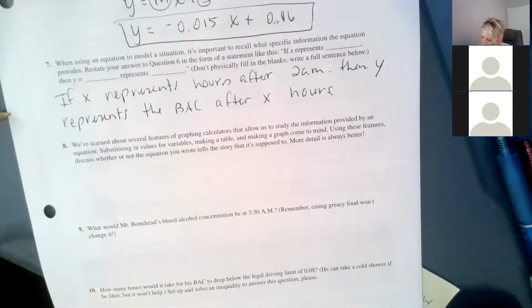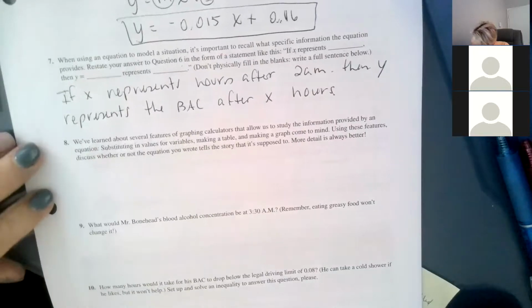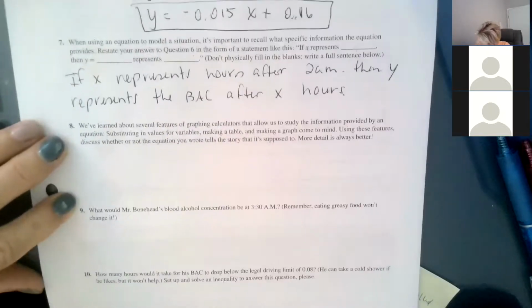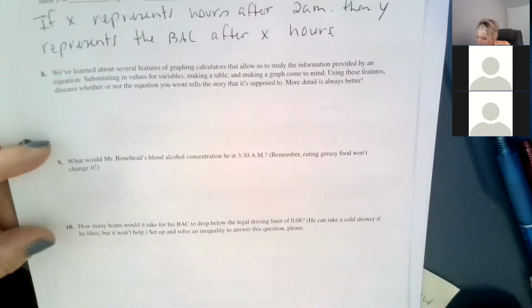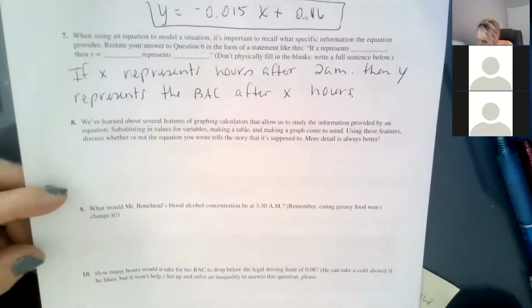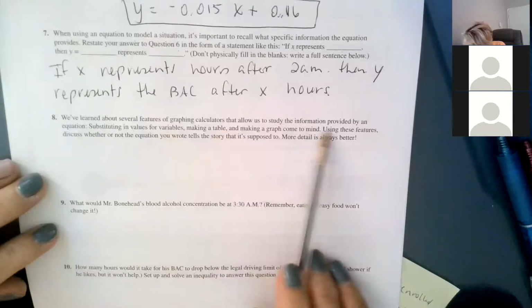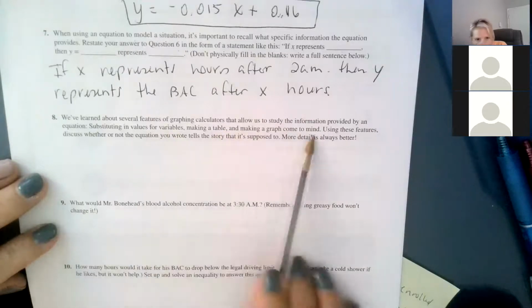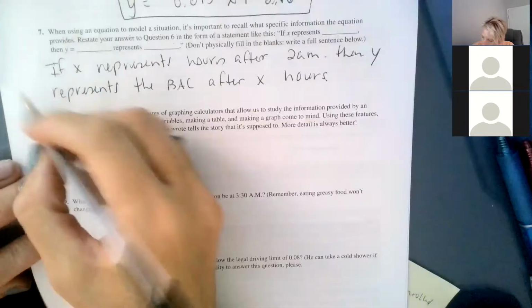Everybody with me so far? So let's answer 8, 9, and 10, so we can be done with this part. It says we've learned about several features of graphing calculators. We've already basically done this in Desmos. We've been doing a lot in Desmos.